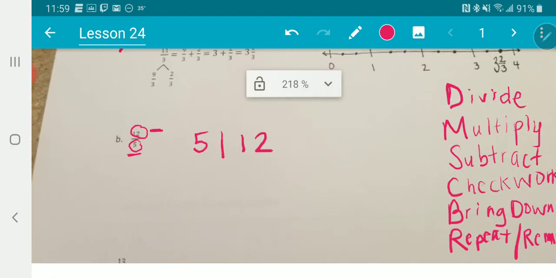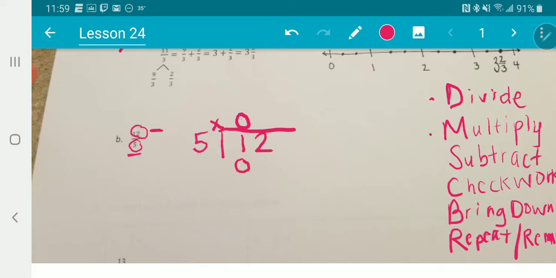Okay, so now let's go back into this. We're going to divide this now. So 5 goes into 1 0 times. We're then going to go into our multiply step. So 0 times 5 is 0. Now we're going to subtract. 1 minus 0 is 1. We're going to check our work. Everything looks good. So now we're going to bring down. We're going to bring down the 2.